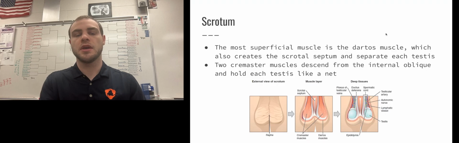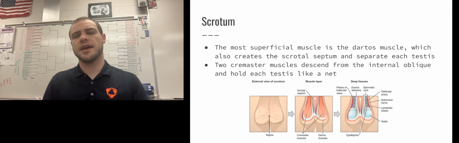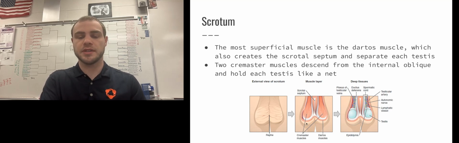So this video is on, in addition to the videos on male anatomy here, I leave out the muscles associated with the scrotum. So first you have the dartos muscle. It's going to be the most superficial muscle here. You can see how it is going to wrap around the superficial side there. It's also going to invaginate and create the scrotal septum to separate each testis into the left and right.